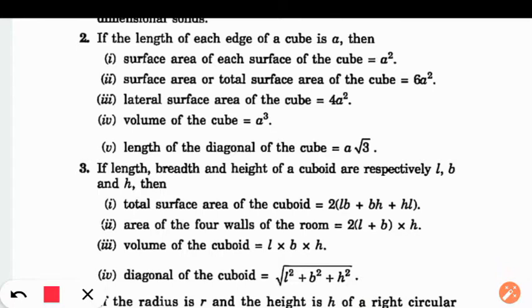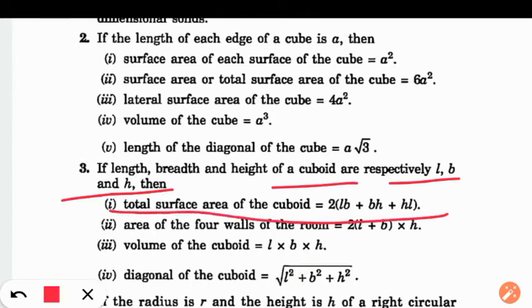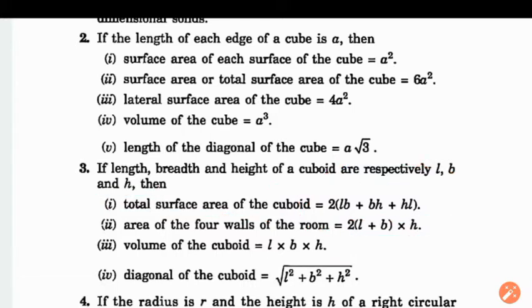So if length, breadth, height of the rectangular parallelepiped or cuboid is L, B and H, then what is the formula to find the total surface area of the cuboid? Very important. The formula is 2 within the bracket we have length into breadth plus breadth into height plus height into length. This is the formula. Okay. So you are all required to write all these things in your notebook.